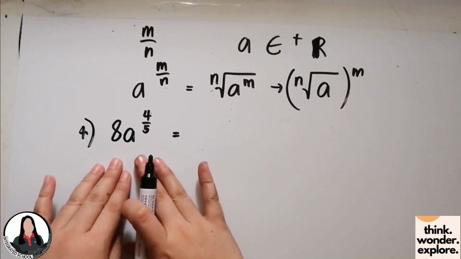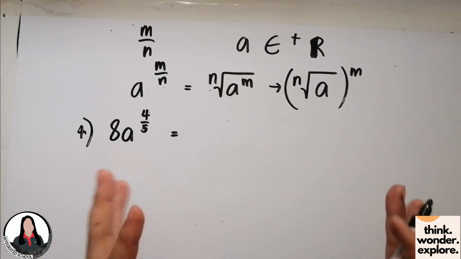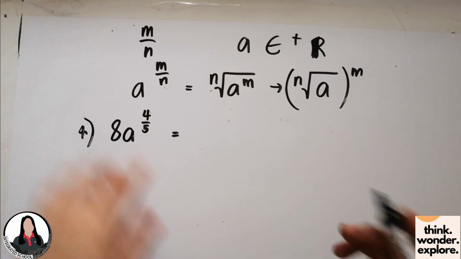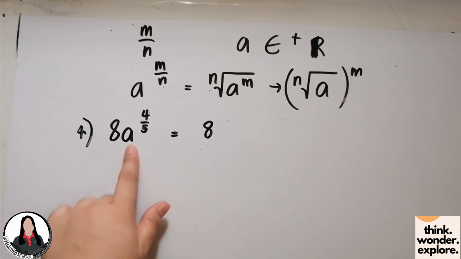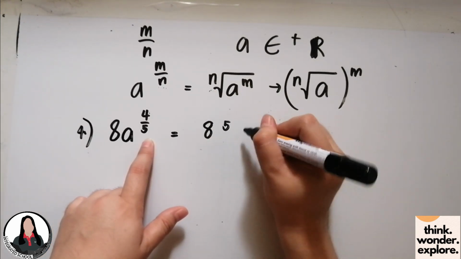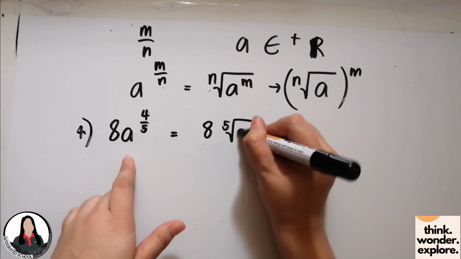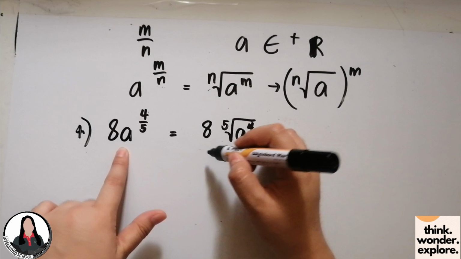Kung mapapansin natin dito, meron siyang pagkakaiba. So, anong gagawin natin sa kanya? Since 8 is not raised to any rational exponent, we will still write it as like this. And then, ito ang itatransform natin. 5 will serve as the index. So, this will become 5th root of a raised to 4. Yung 8 ay iiwan sa labas since hindi naman siya naka-raise sa ating rational exponent.